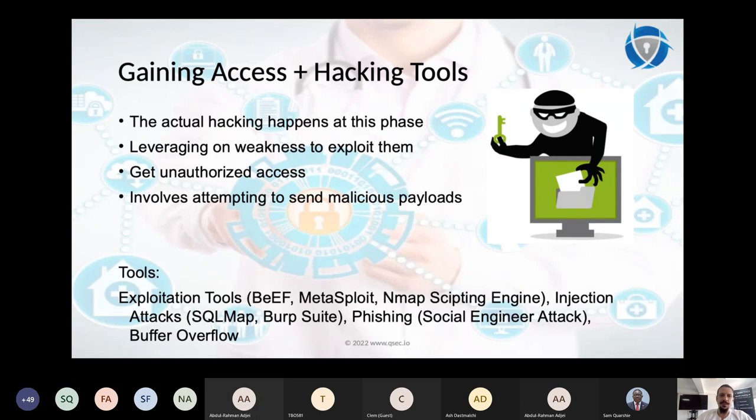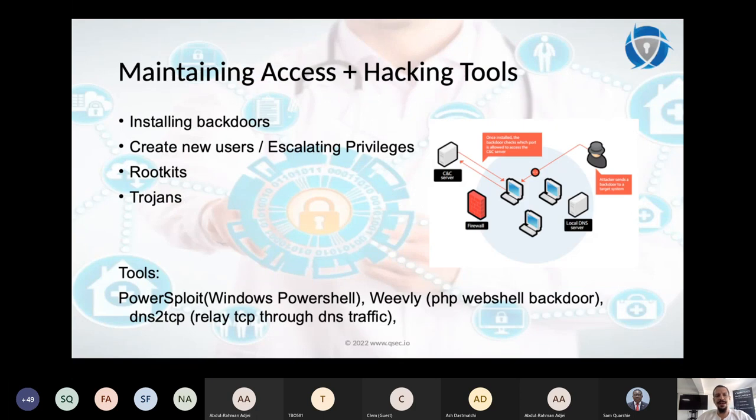Now, once you have access, let's say to your operating system, to a server or machine, you need to maintain that access. So at some point, the admins would actually detect that someone breached the machines and the systems, and they might try to sort of wipe the path, change the configs and the firewall to get rid of that breach. So the idea with the proper hack is that usually they try to maintain access.